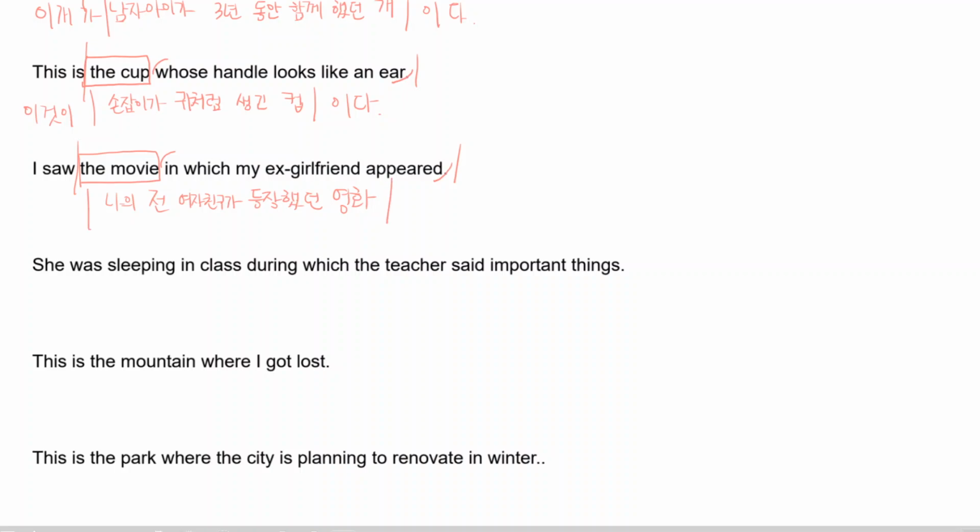I saw means 나는 보았다. 나의 전 여자친구가 등장했던 영화. Right? So this is the correct translation of this sentence. Let's move on. Now we have a long sentence. And do you recognize any noun that could go into the box?